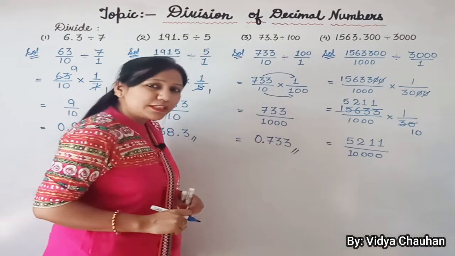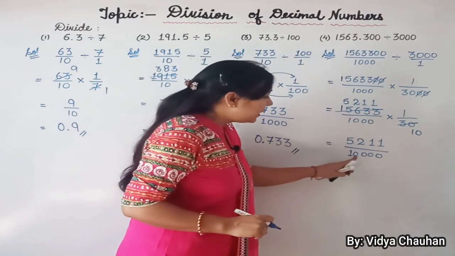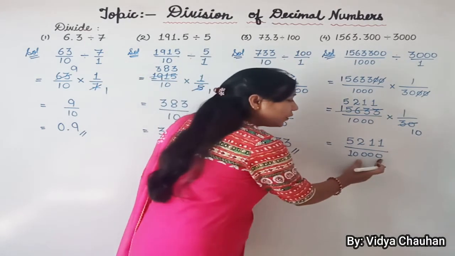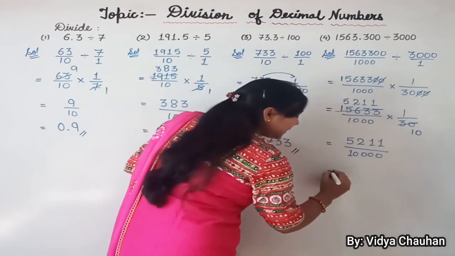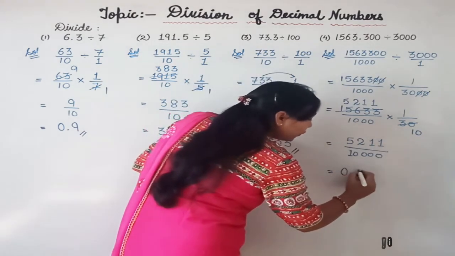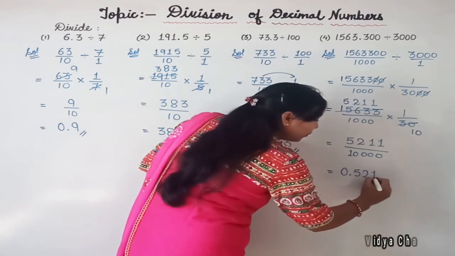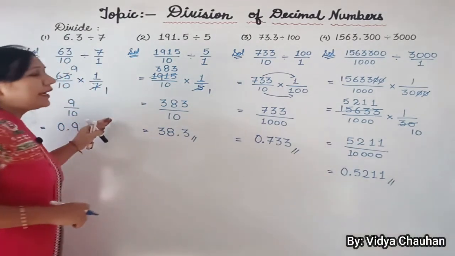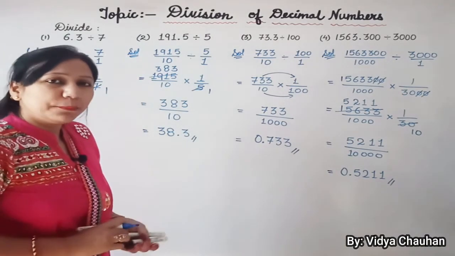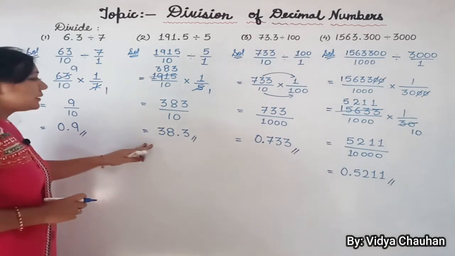Clear? Now it's time to put the decimal, and decimal after how many places? 4, because there are 4 zeros. So decimal after 4 places means 0.0521. So this is how you can divide the decimal numbers into its decimal form.